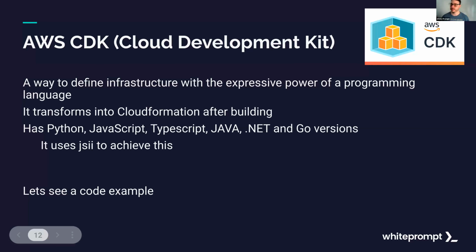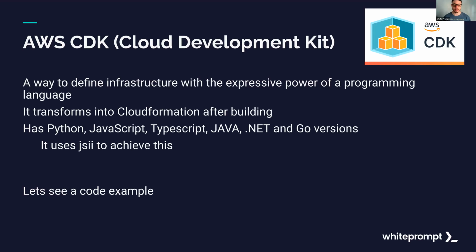Now let's jump to CDK. AWS CDK, Cloud Development Kit, is a way to define infrastructure with the expressive powers of a programming language. It transforms, obviously, into CloudFormation after it's built, and it has Python, JavaScript, TypeScript, Java, .NET, and Go versions. This is because they are using a tool called JSII. It's a tool that lets you code in TypeScript and build applications in any of the other languages and makes an interface between the TypeScript execution and the other code.